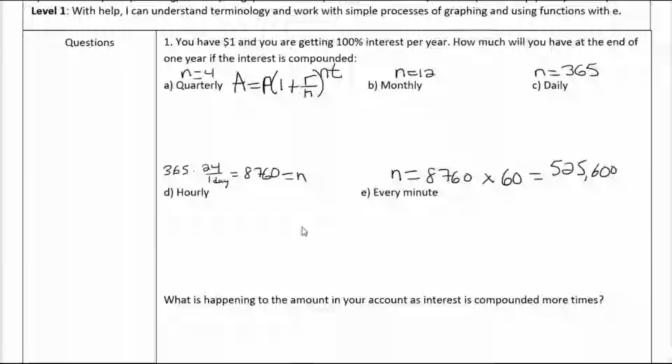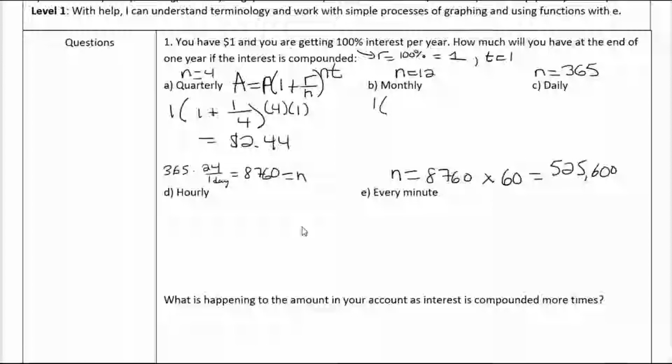So let's go ahead and plug in the numbers here. So you have $1, 1 plus the rate is 100% per year. So this makes it real easy, because if the rate is 100%, well, 100% as a decimal is 1. So this will be 1 over n, which is 4, raised to the 4 times, and we're going to do it at the end of 1 year, so that means that time is 1. So times 1. All right, and then if you do this, you're going to get $2.44.